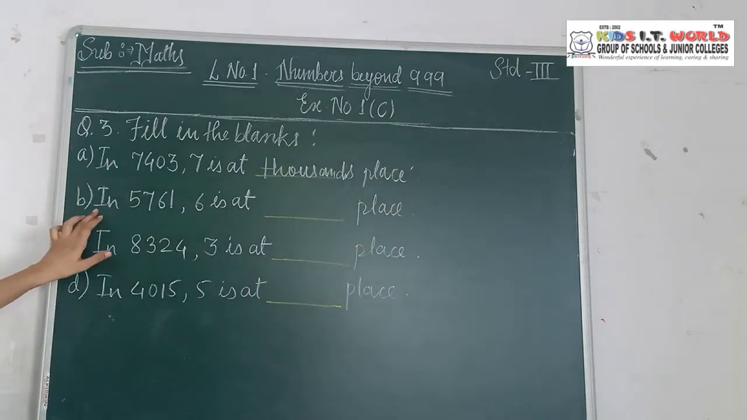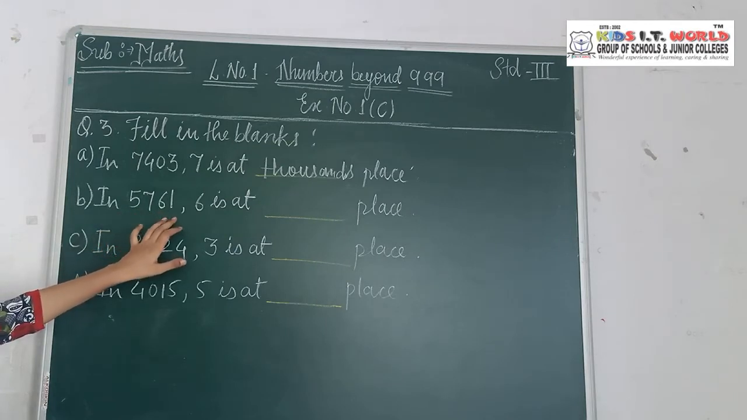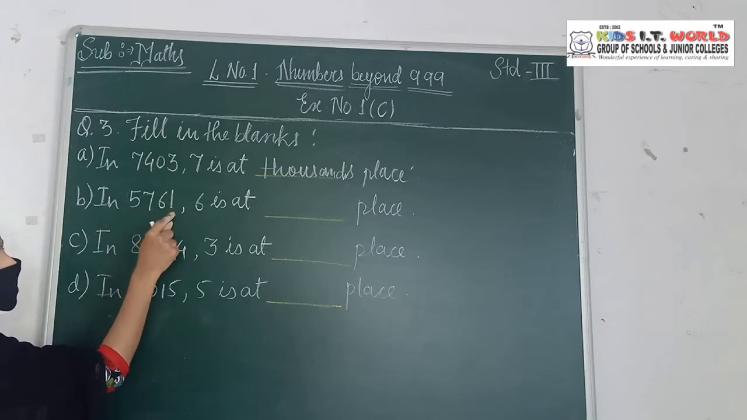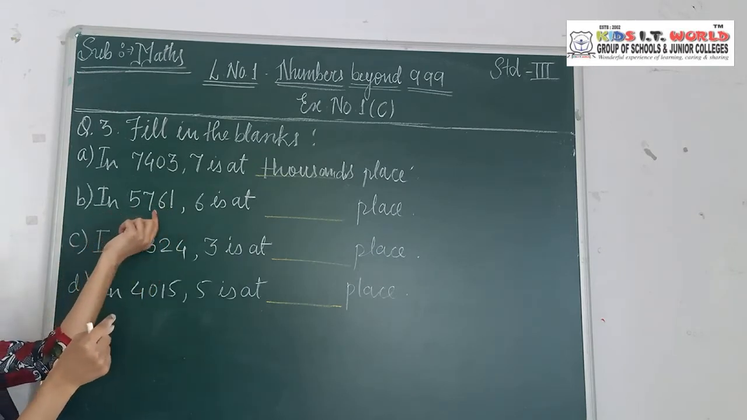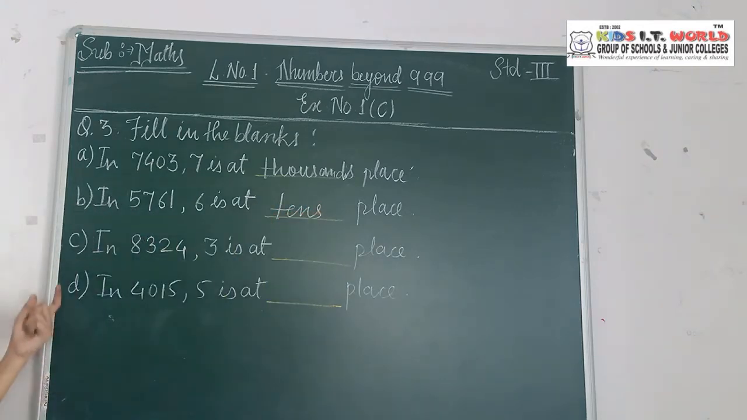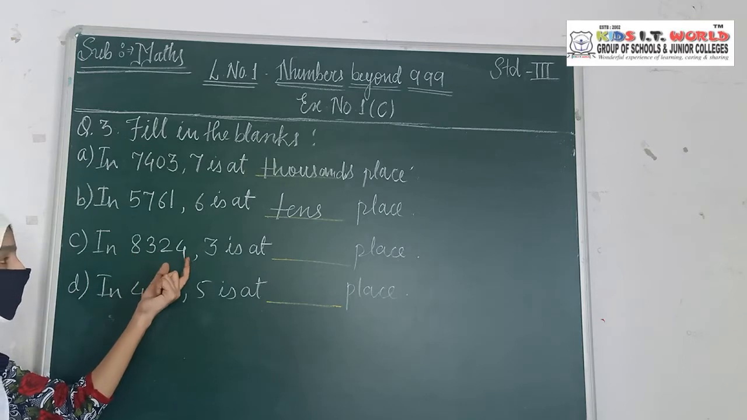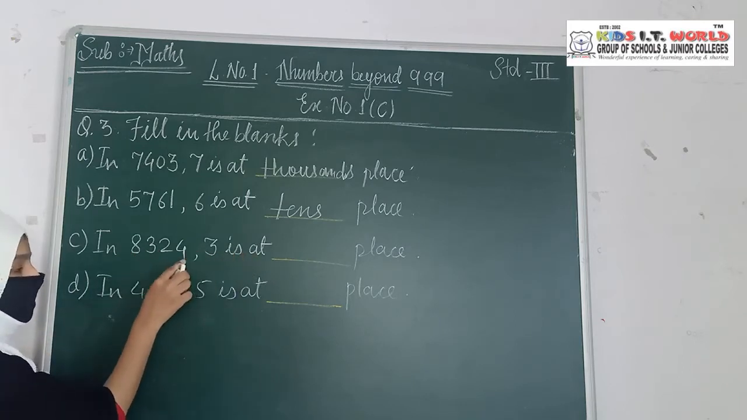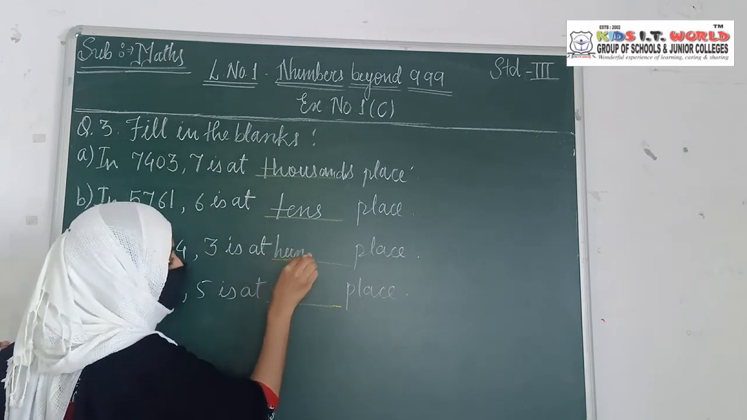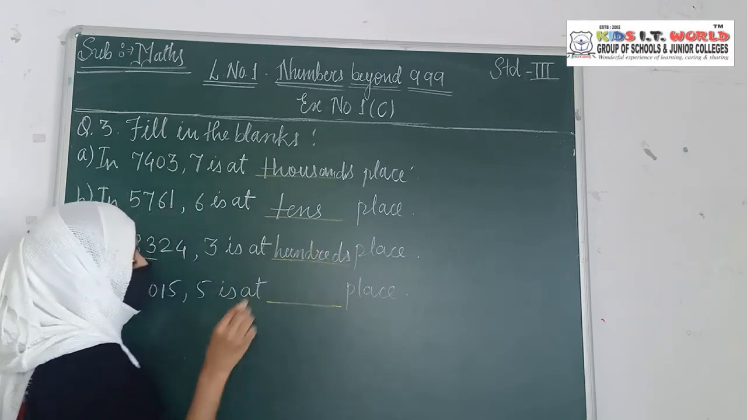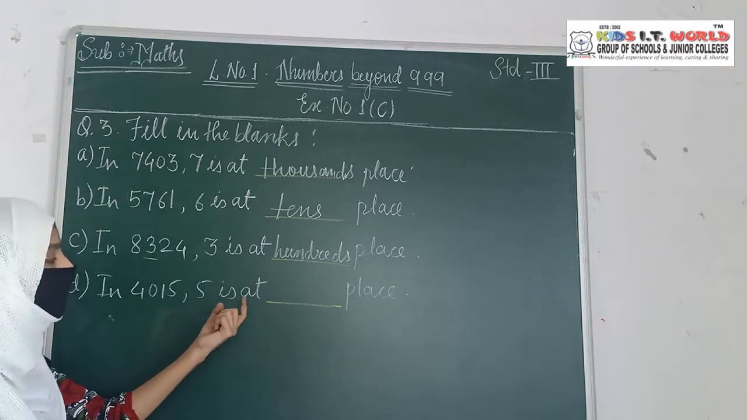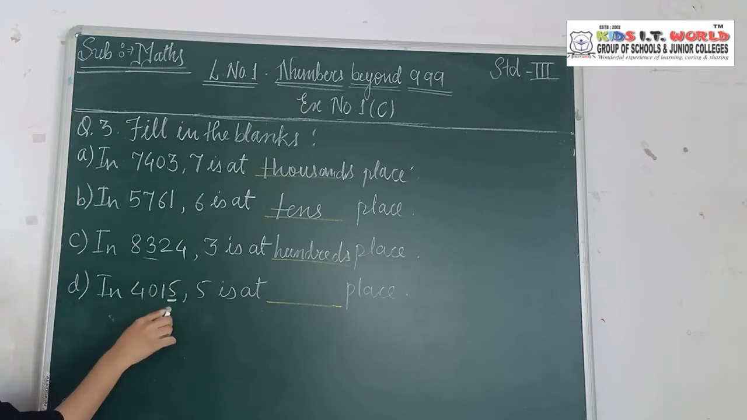Second one, in 5761, 6 is at. So let's see, 6 is here. So it is ones and tens. So what is the place value of 6 here? It is tens. In 8324, 3 is at ones, tens, hundreds. Means 3 is at hundreds place. Now in 4015, 5 is at. See, the 5 is on the ones place.